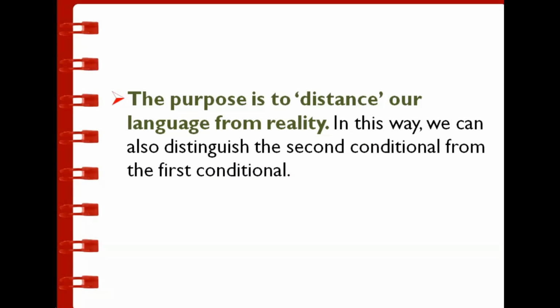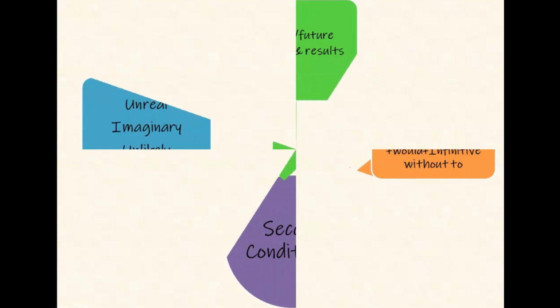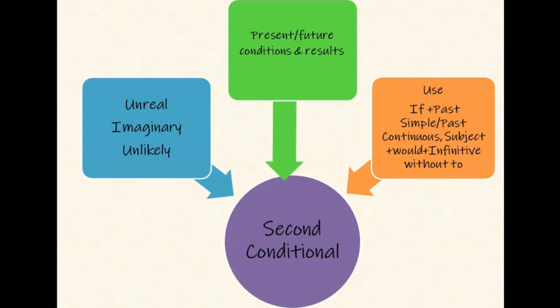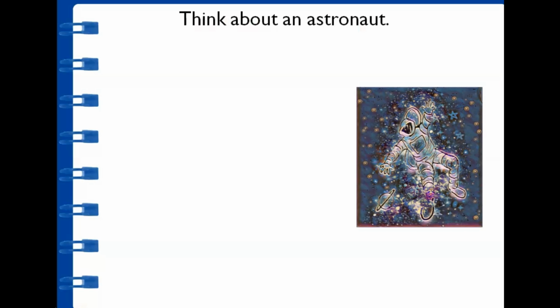In this way, we can also distinguish the second conditional from the first conditional. Let's remember, we use the second conditional to talk about unreal, imaginary, or unlikely present or future conditions and results, and we use if with past simple or past continuous in the conditional clause and would with infinitive without to in the main clause. In order to understand it better, let's do a very short practice.